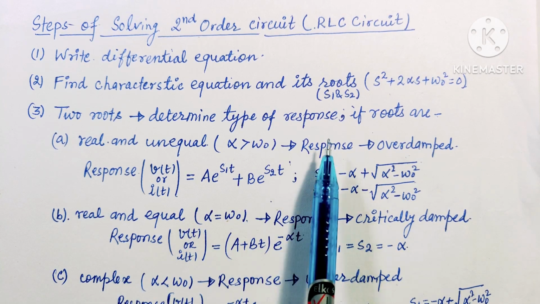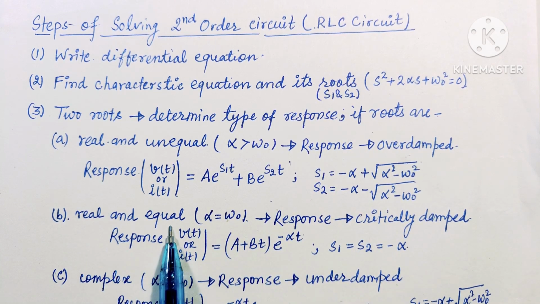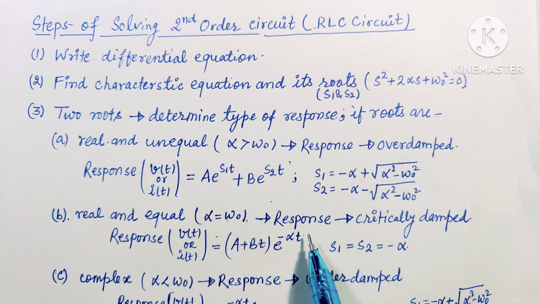Suppose we have calculated s1 and s2, and these are real and equal, s1 is equal to s2, and alpha is equal to omega naught. Then we will say that the response of the system will be critically damped.